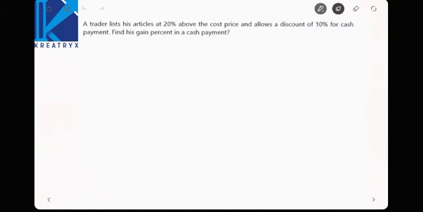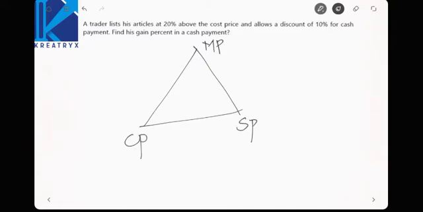Next, a trader lists his articles at 20% above the cost price. Write down the discount triad: market price, cost price, selling price. Now a trader lists his articles at 20% above the cost price, and allows a discount of 10% for cash payment. Find his gain. Okay, now let us consider the cost price as 100. Now what will be the marked price? Will it be 120?